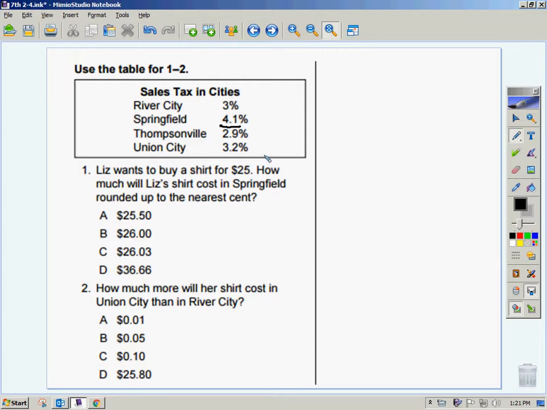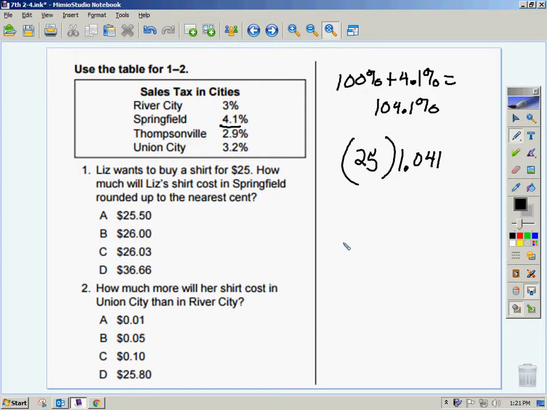4.1% tax. Tax is a percent markup, an increase. If we normally would pay 100%, we're now paying an additional 4.1%, where I'm paying 104.1% of the cost. If I move my decimal 2 places, that would be 1.041, and I'm going to multiply that by the $25 cost.